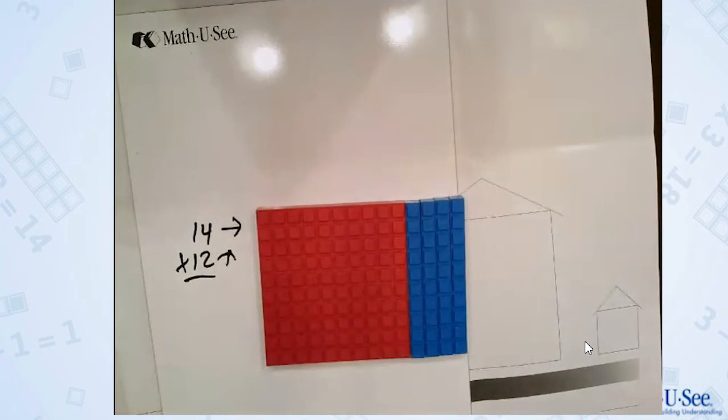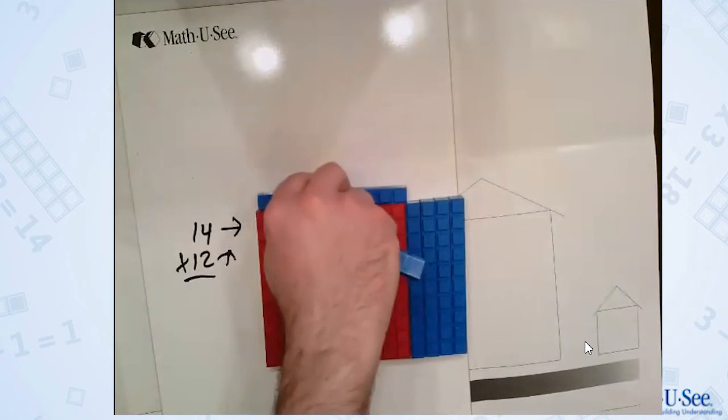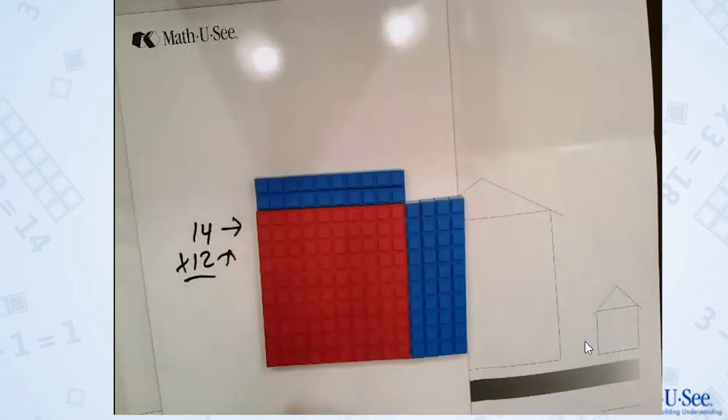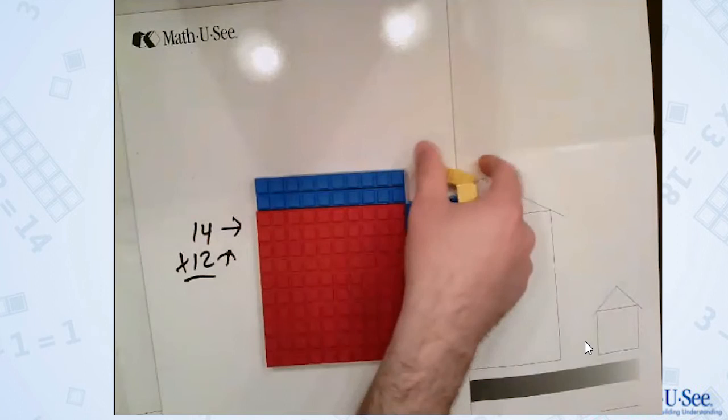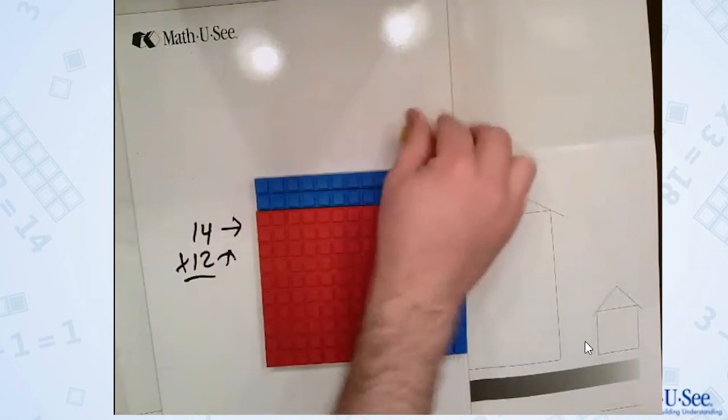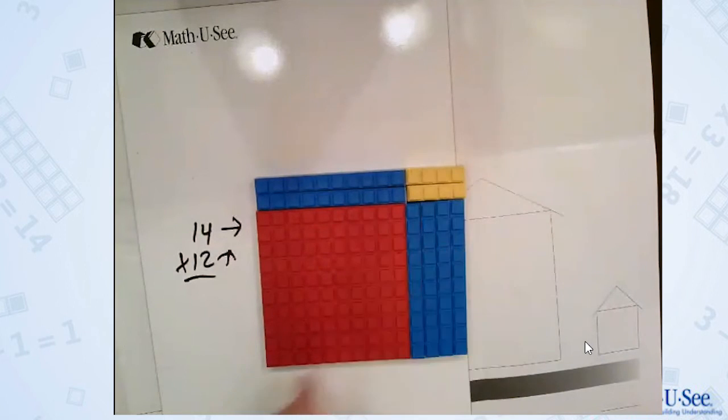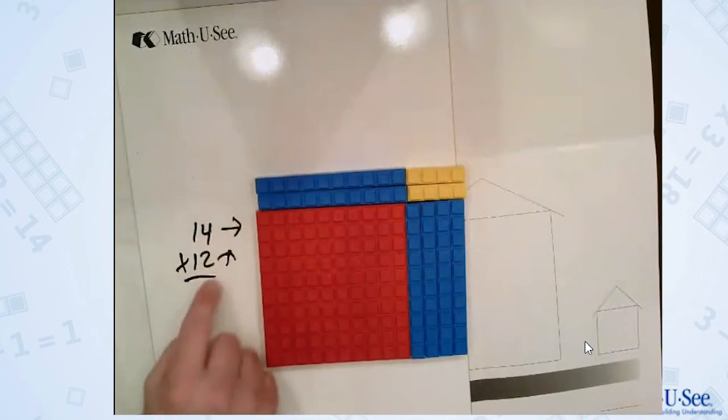Now I have to build it 12 tall. Here's 11 and 12, but I'm not complete yet. So I'm going to use my unit cubes here to fill in my blank. Now I have a full rectangle. I have 10, 11, 12 tall, 11, 12, 13, 14 over.